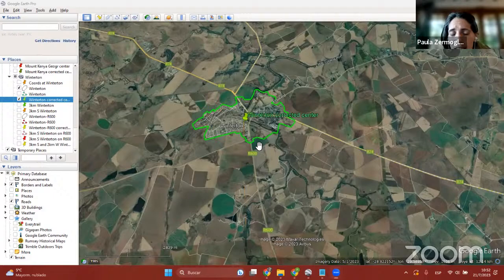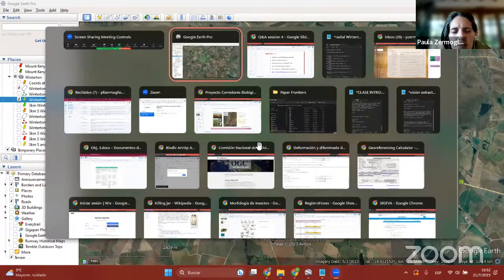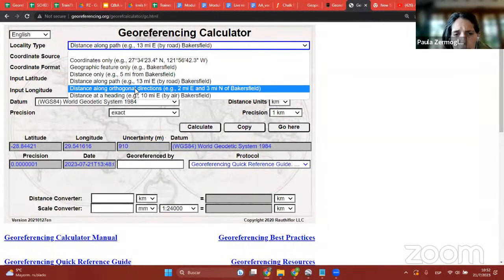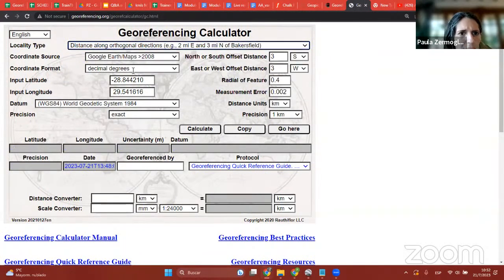So what do we need for this calculation? Let's look at the calculator. The calculator is going to help us determine that. So this is distance along orthogonal directions, and we need coordinates of the reference feature with its format, source, datum, etc. And we will need to know how many kilometers or meters in one direction and how many in the orthogonal direction. And the rest is the same.